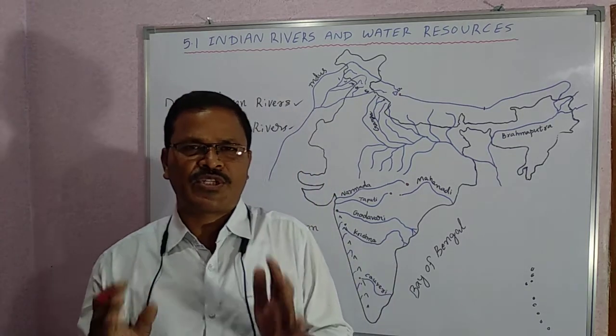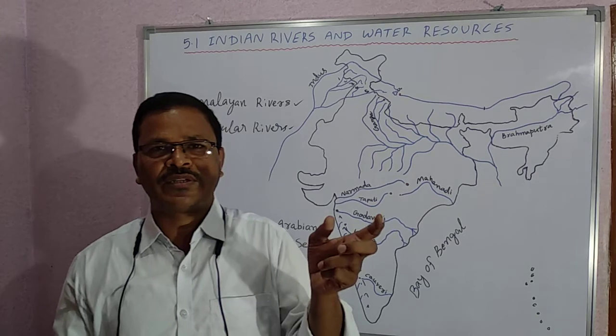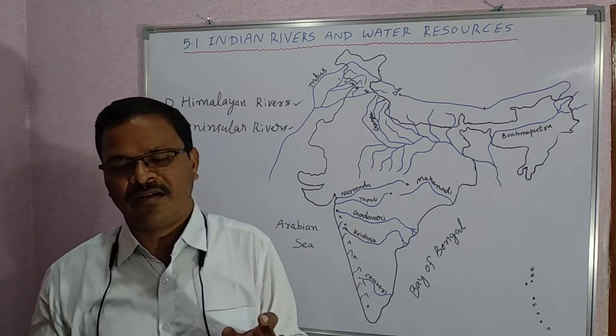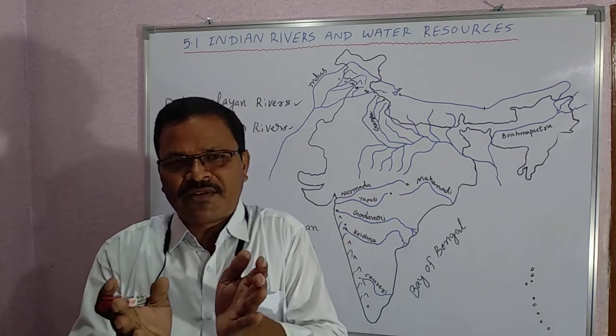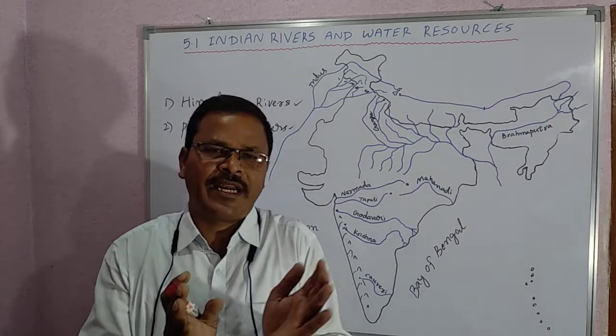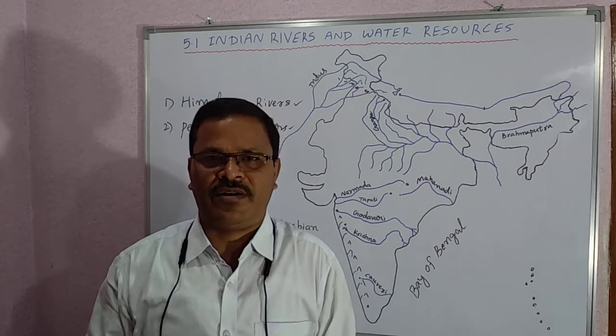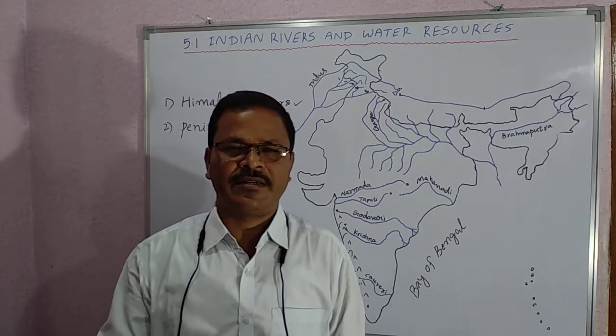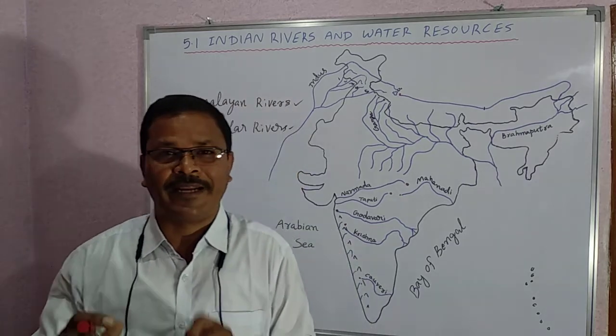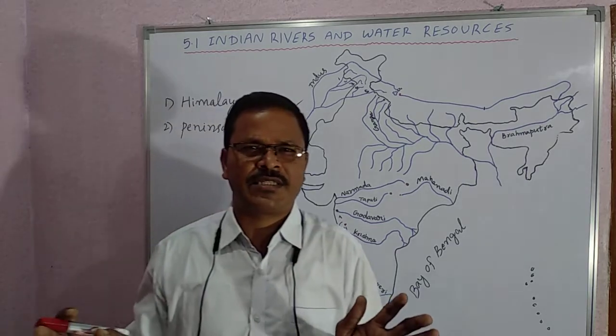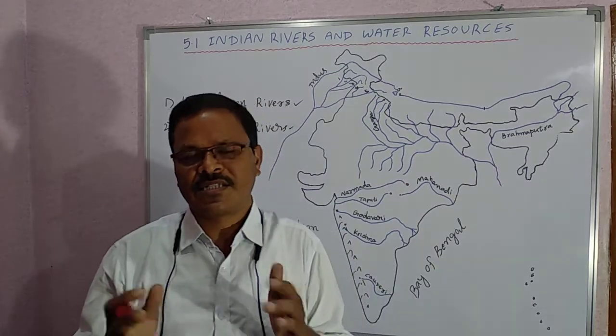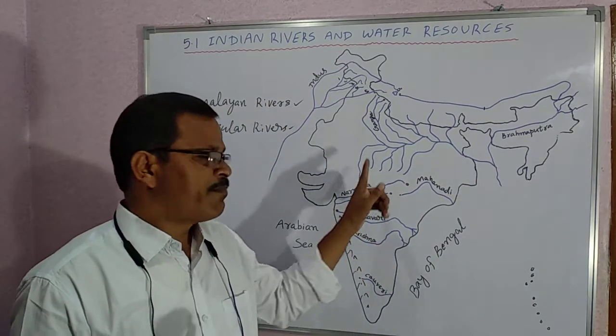Next, Ganga. Ganga has twin sources, Gangotri and Satapnath. After the confluence of two rivulets, Bhagirathi and Alaknanda, the river Ganga forms. After Haridwar, it enters the Ganga plain. It has many tributaries. Most of them are Himalayan rivers. Some of them are peninsular rivers.